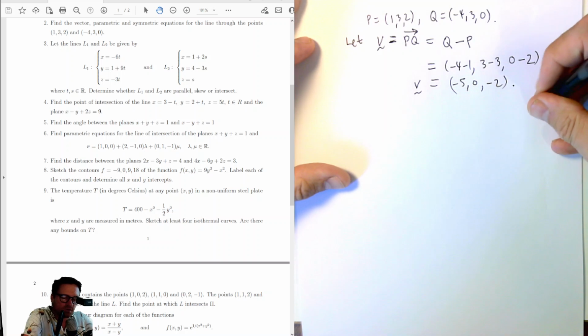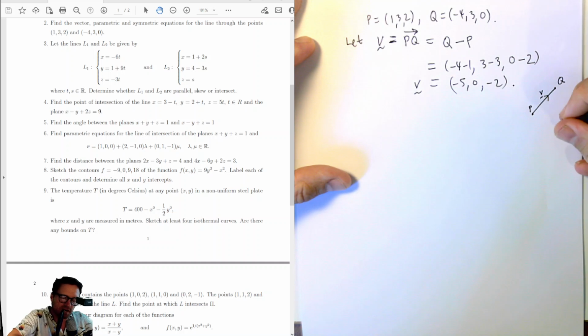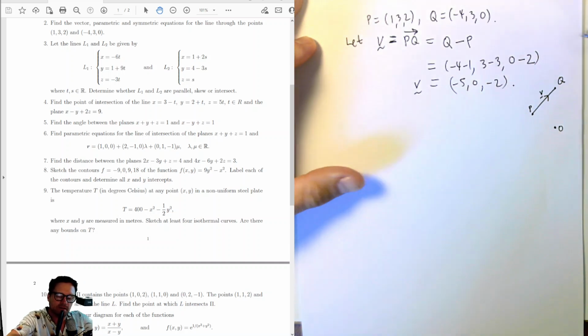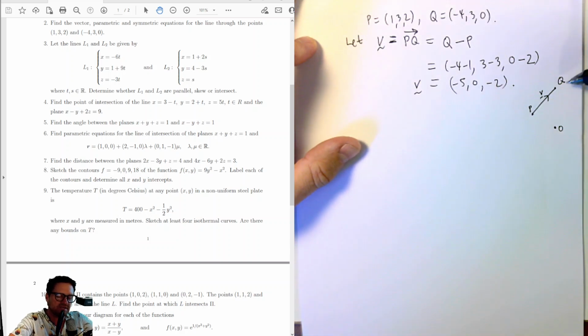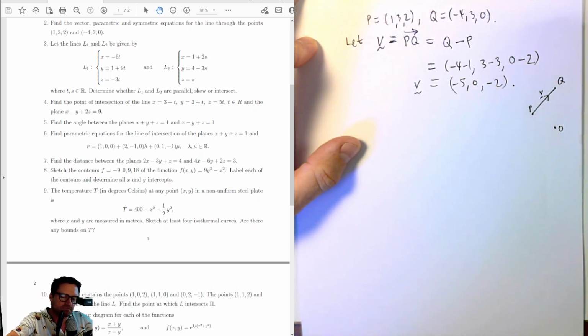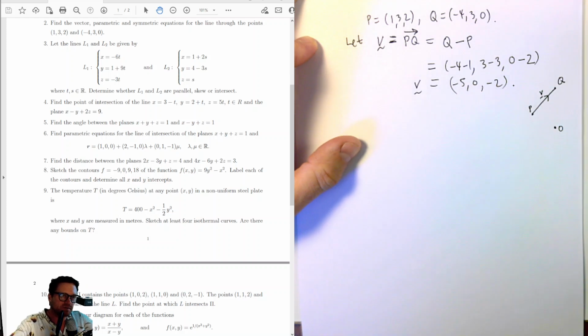Now let's draw a picture while we're here. So we've got P, we've got Q. This is the vector V. Okay, and then we might have an origin here. And so the vector PQ tells you how to get from P to Q. But if you connect this with a bigger line, you've got a line that is parallel to PQ.